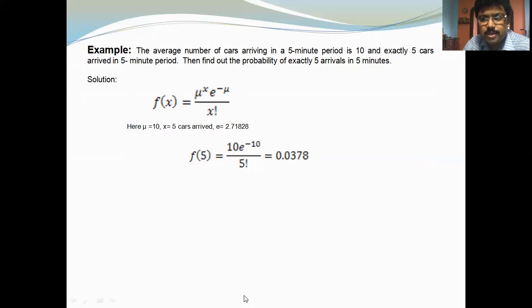So this is the formula, the Poisson probability function. Here mu is 10, x is 5, and e is 2.71828. Putting in these values, we get this, and after simple steps, you can find the value is 0.0378. This is the probability of exactly 5 arrivals in 5 minutes.